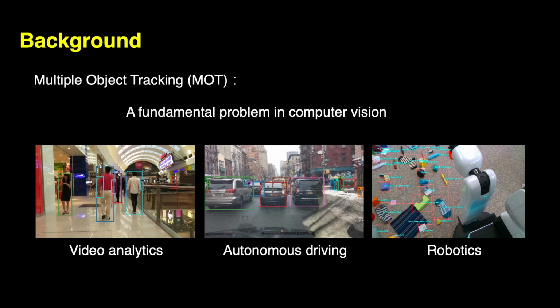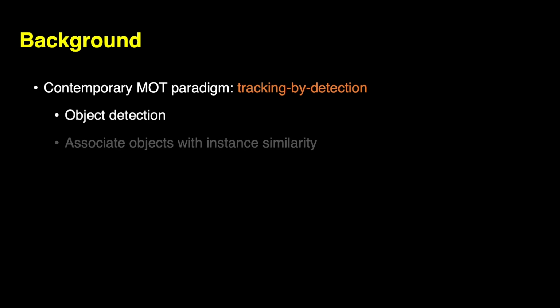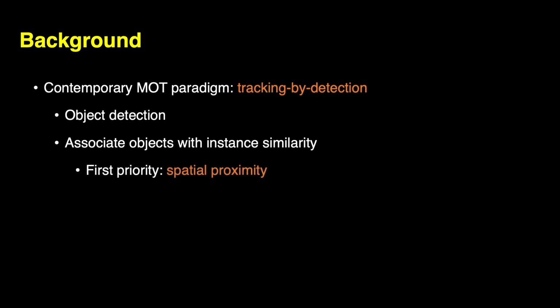Multiple object tracking is a fundamental and challenging problem in computer vision, widely used in video analytics, autonomous driving, and robotics. Contemporary MOT methods typically follow the tracking by detection paradigm. That is, they detect objects on each frame and then associate the objects with instance similarity. To measure the similarity, spatial proximity is usually the first priority.